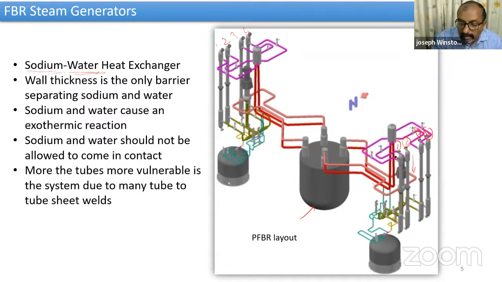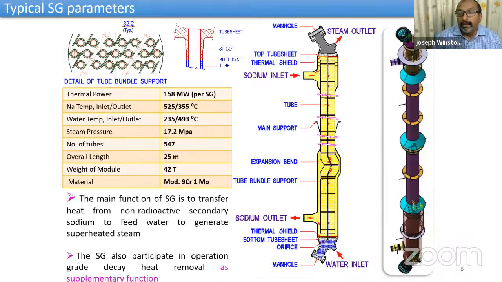You can see from this layout that they are all pretty tall structures, about 25 meters tall. It's roughly a 10-story building. The tubes have to run all this way, tube sheet to tube sheet, about 23 meters. These tubes are very small in size, and at the same time, they need to be inspected by proper means. Here, to blow up the image, I have put the steam generator.